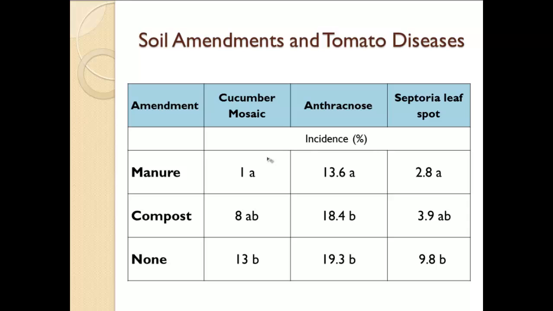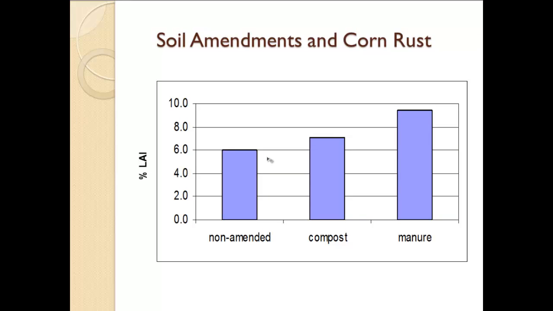Here's some other research that I gathered looking at transitioning to organic agriculture, looking at different cropping systems and different organic amendments and what kind of effect that had on certain diseases. In this case, we're looking at three different treatments: adding animal manure that was not composted, adding a manure that was composted, and not applying any additional organic matter. You can see that, for example, with cucumber mosaic on tomatoes or anthracnose on tomatoes, we saw much less disease where we had the manure as compared to adding the composted manure or not adding anything at all. So the application of the fresh manure resulted in lower levels of disease in those cases.